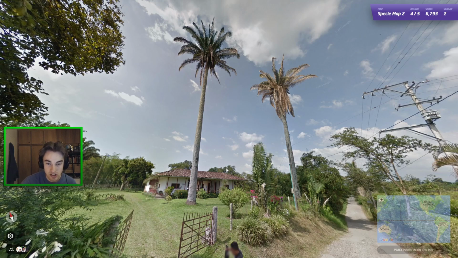This is interesting. So similar looking palms to last time. I can't help but look around at the rest of the round a little bit. These are really tall. And it almost looks like we got round poles here. This is interesting.